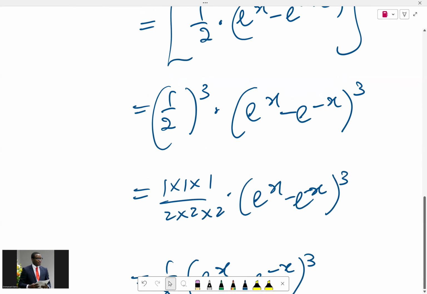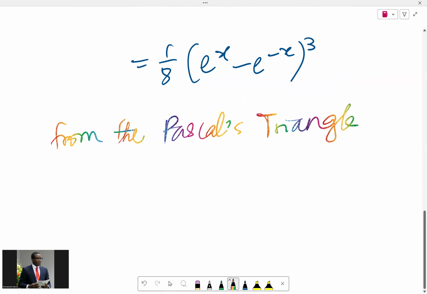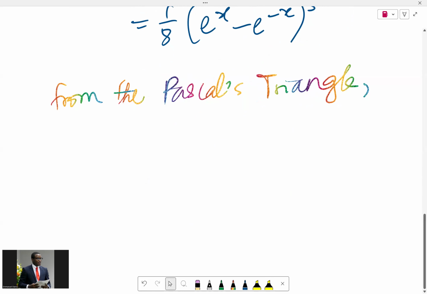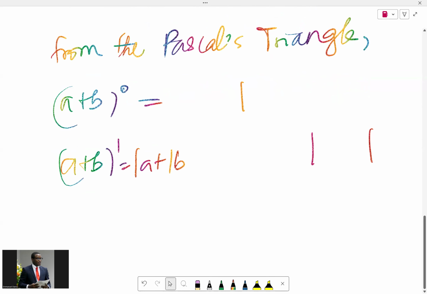Using binomial expansion, especially if you refer to Pascal's triangle. From Pascal's triangle, that's for binomial expansion. I'm going to do a series on that very soon. So if you have a plus b raised power 0, it's 1. Then a plus b raised power 1 is like 1a plus 1b. So from Pascal's triangle, that's 1, 1.